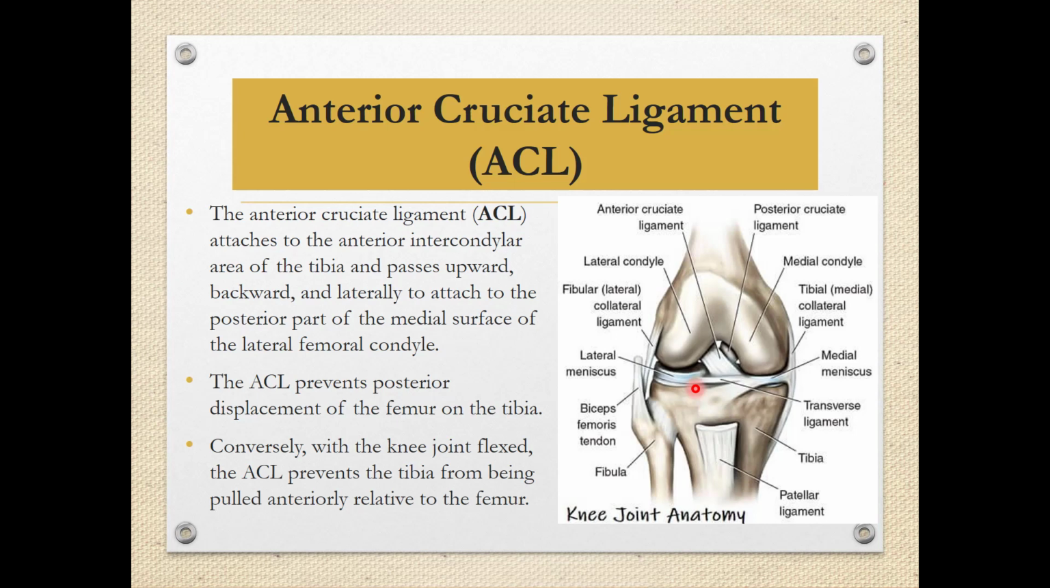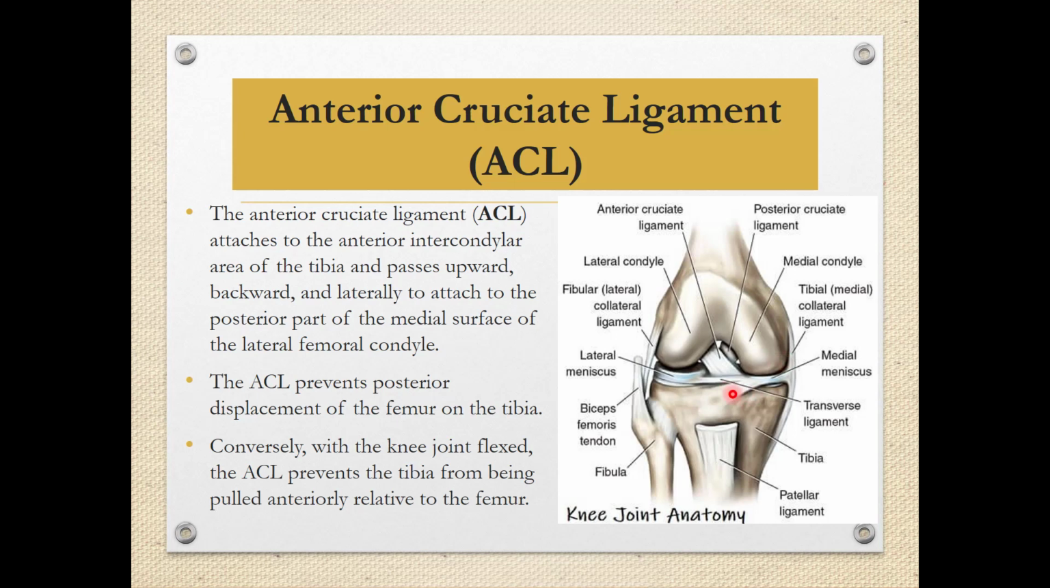Why is it called the anterior cruciate ligament? Because it is attached to the anterior intercondylar area of the tibia. That's why it is the anterior cruciate ligament. The posterior cruciate ligament is named posterior because it is attached to the posterior intercondylar area of the tibia, not the femur. Otherwise, it is attached to the femur also, but because of the tibial attachment they are named as anterior or posterior.